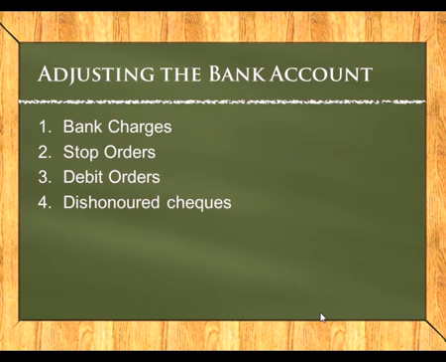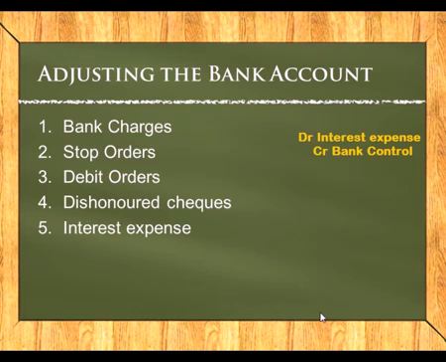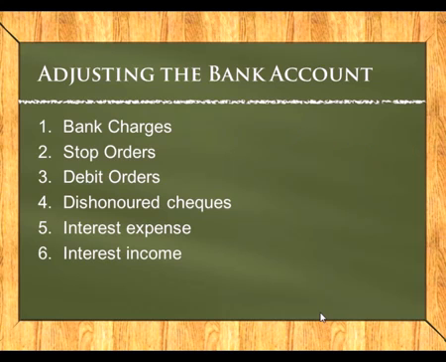For dishonored checks, it's money that was received from our debtors. So now we need to increase our debtors yet again. So we would debit debtors control and we would credit the bank account. Our interest expense, we would debit our interest expense and we would credit our bank. Our interest income, we would debit our bank account and we would credit our interest income.